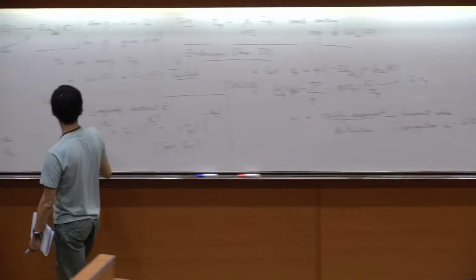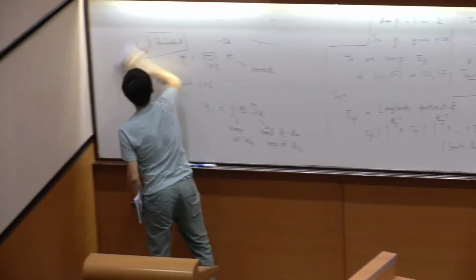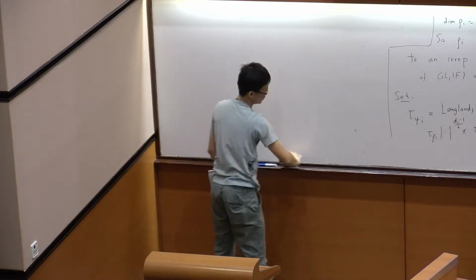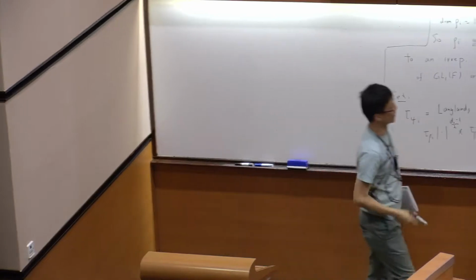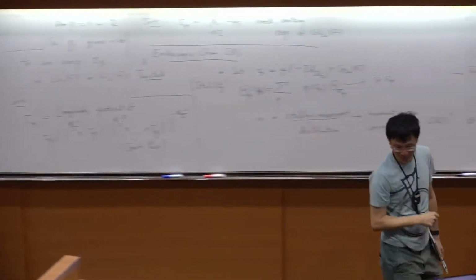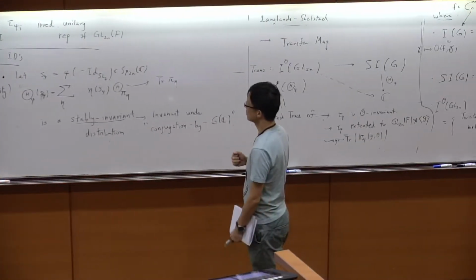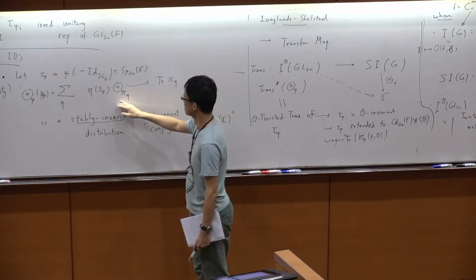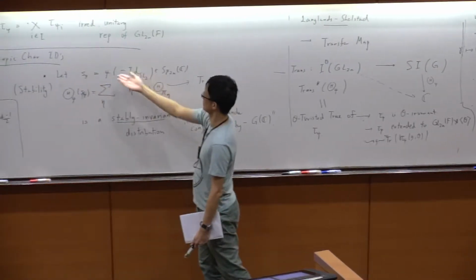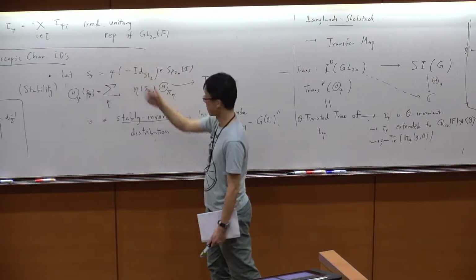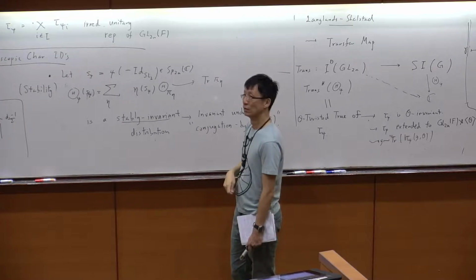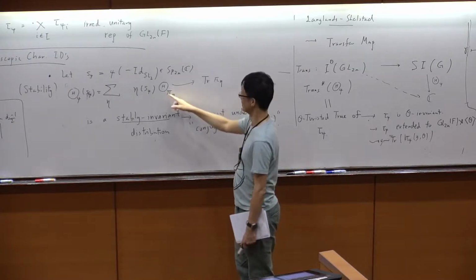This is actually not enough, because besides this, you also need the usual endoscopic character identities. Let me not write it down, let me just talk through it. The point is that here we are looking at a particular linear combination. For example, let's assume that this s_psi is trivial, say minus identity of SL2 is cut out by your map. Then this is just summing up, so this is one particular linear combination of the theta pi etas.